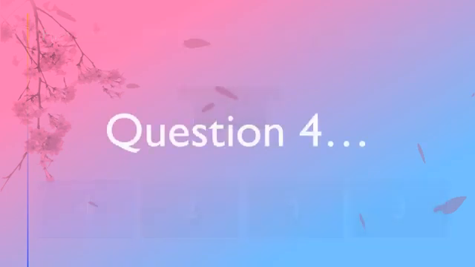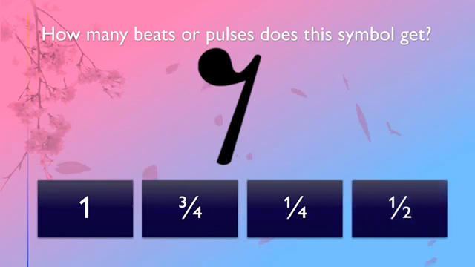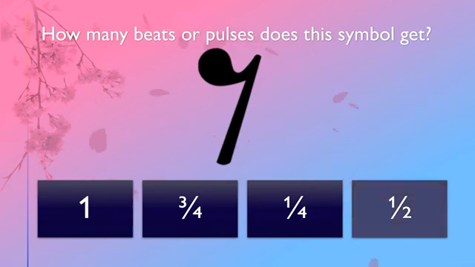Question 4. How many beats or pulses does this symbol get? 1, 3/4, a fourth, or a half? That's right, it's a half. This is equal to a half a beat or pulse.